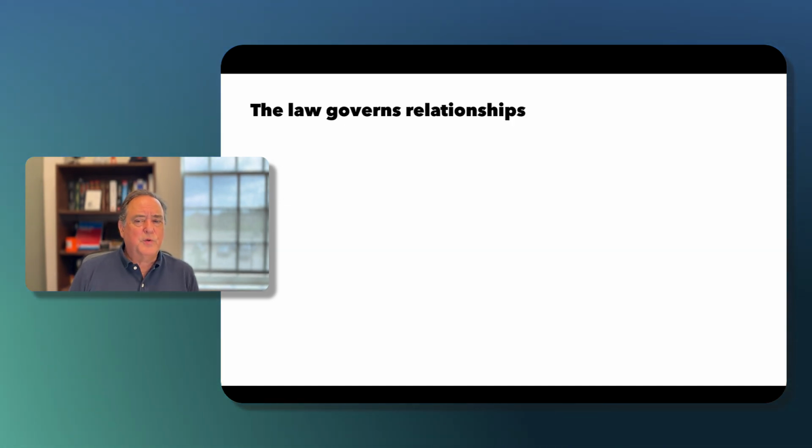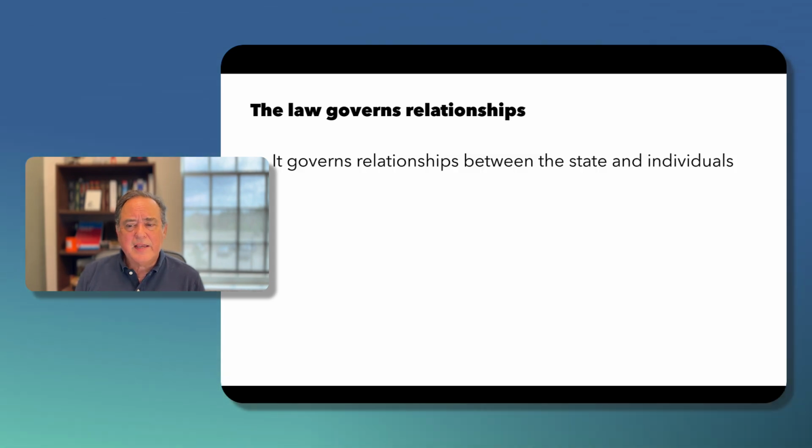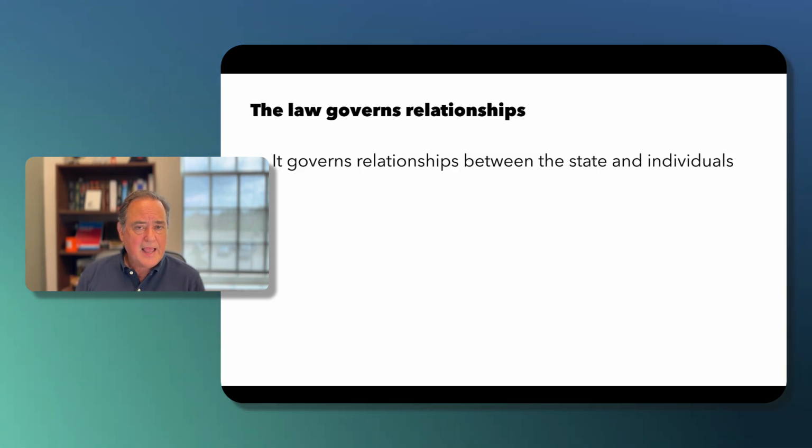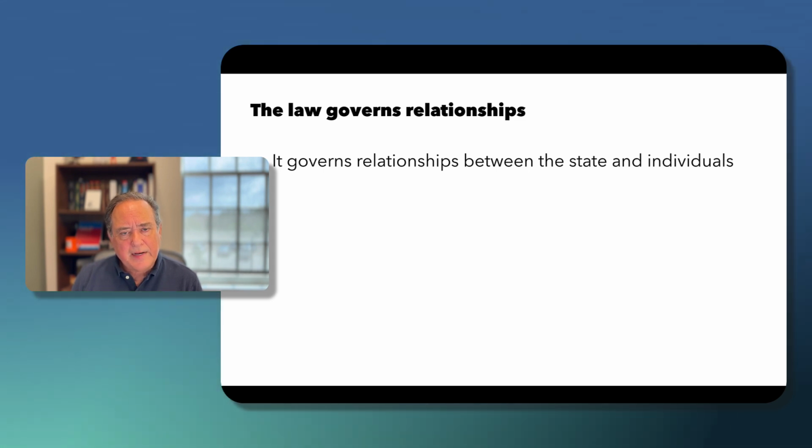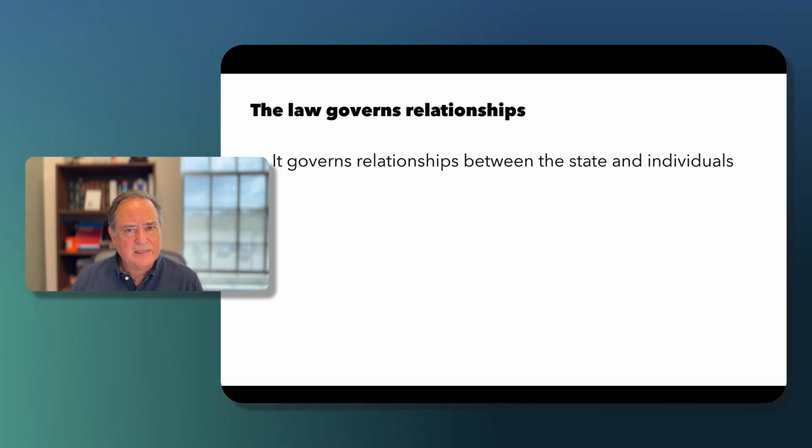Now, what is the law doing? The law governs relationships. It governs relationships between the state and individuals. So when you look at a body of law like criminal law, for instance, criminal law is about addressing the relationship between individuals and society as a whole, which we are referring to as the state, and state in the biggest, broadest sense of the word. But essentially, it is the rules that apply between an individual and society as a whole.